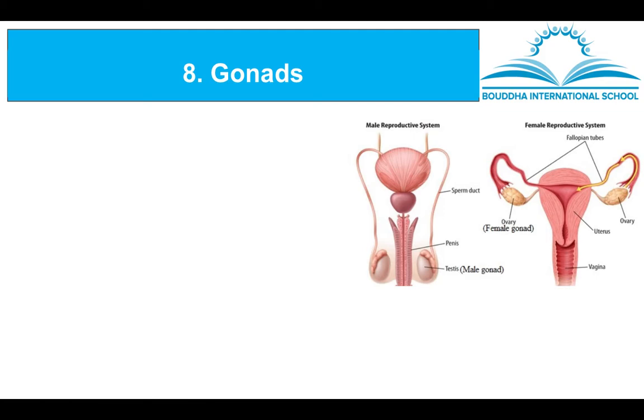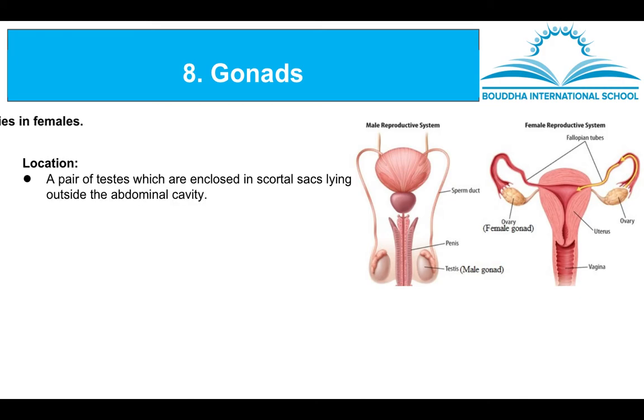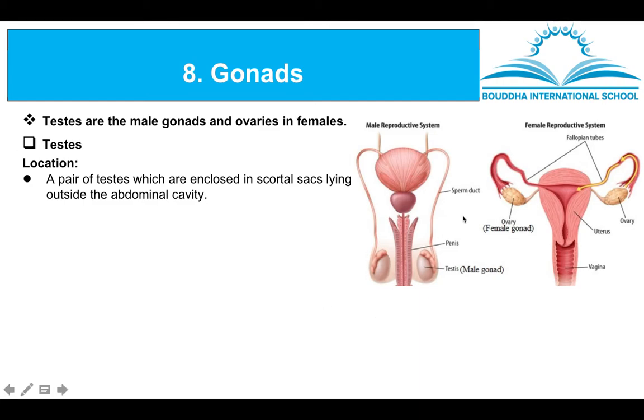Now, the last gland that we are going to discuss is the gonads. It is of two different types. In male, it is represented by testes, whereas in female, it is represented by ovaries. You can see these are ovaries, the female gonad, and in male, it is represented by testes.